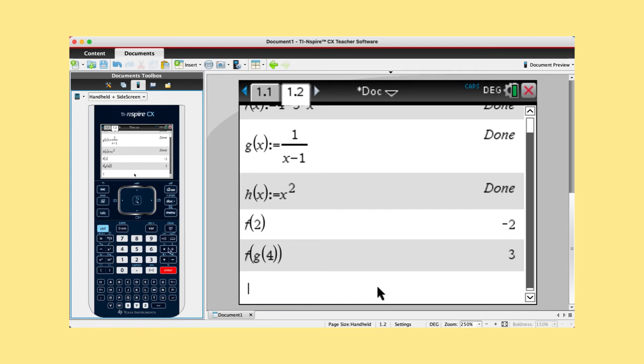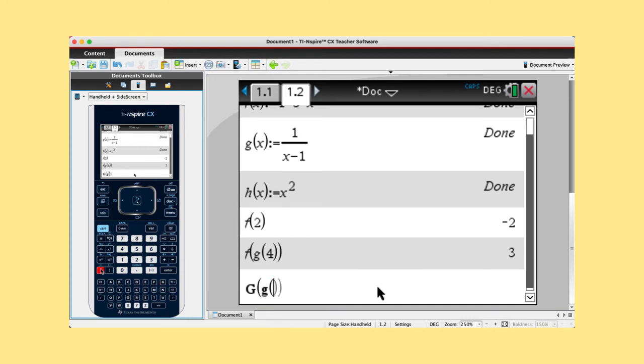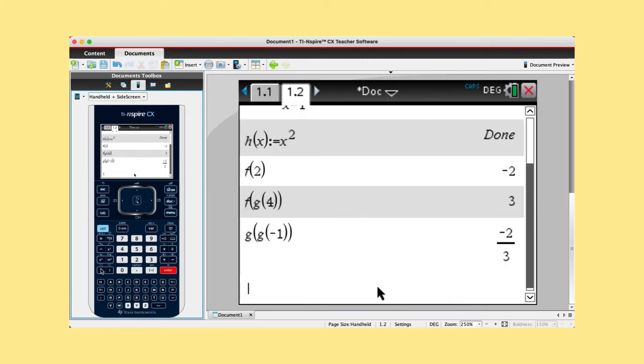Then we want g of minus 1. So g, brackets, negative 1, enter. Minus 2/3. The last question was: solve the equation h of f of x equals 9.